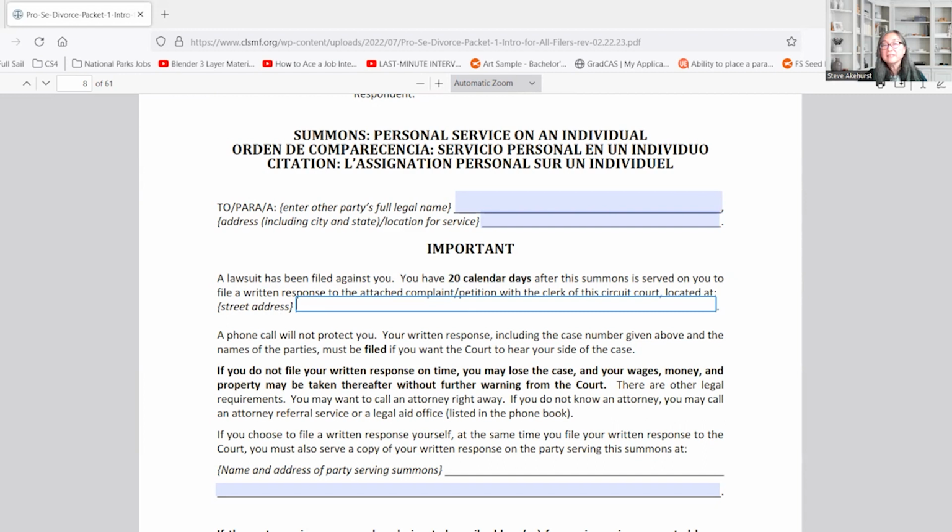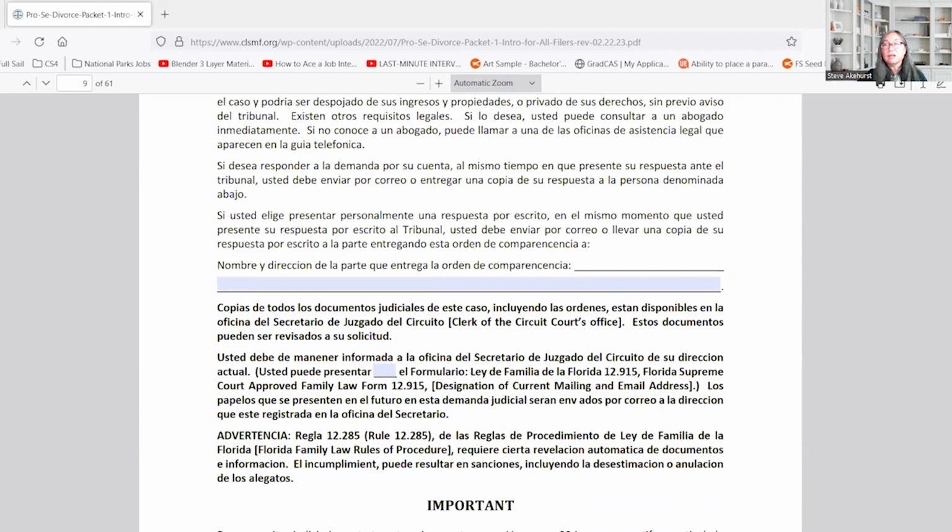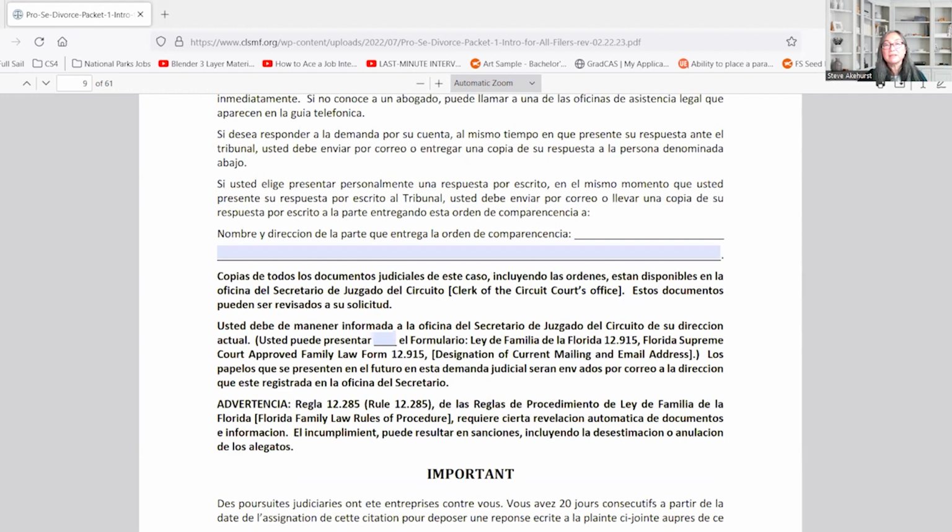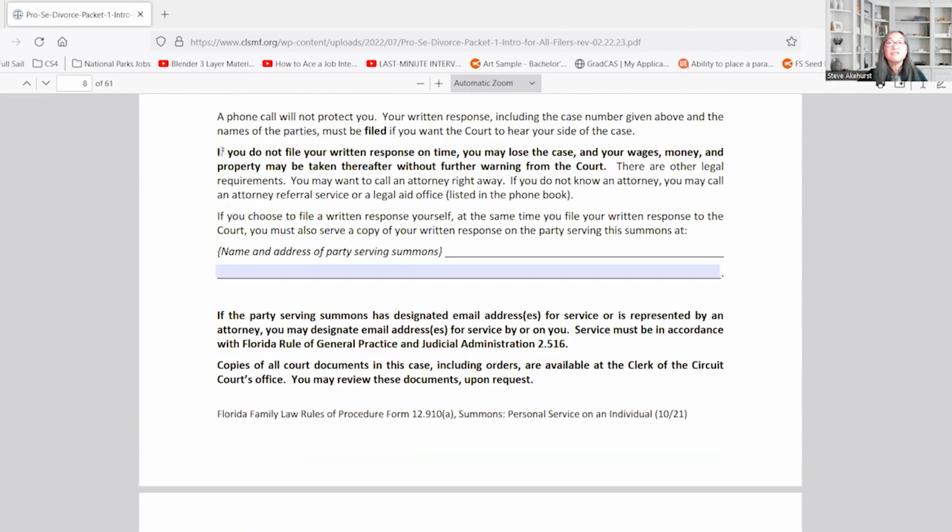And then next, they have to send you a copy of the response that they file. So it says, if you do not file a written response, you may lose the case. If you choose to file a response, you also have to send it to you. So this is where you will write your name and your address. So make sure you include that because they also have to send you a copy.